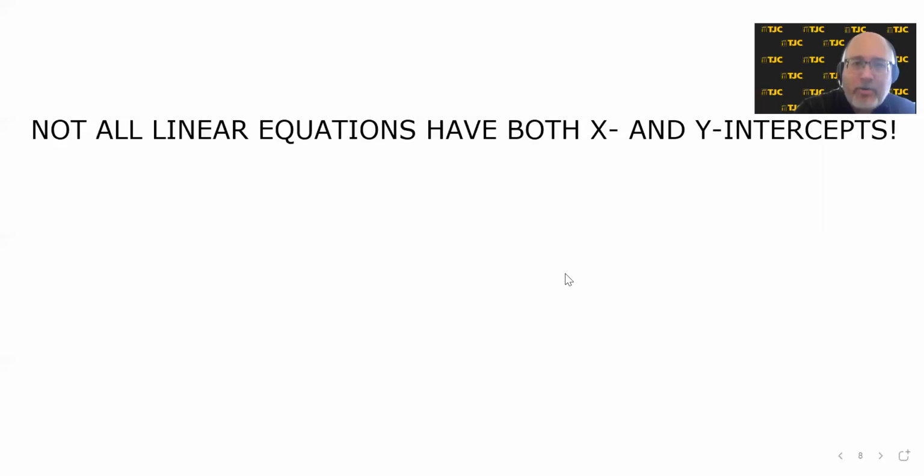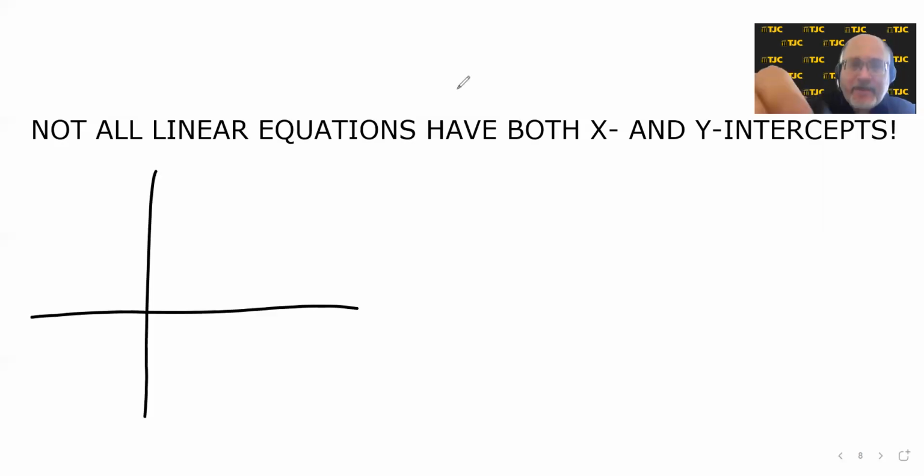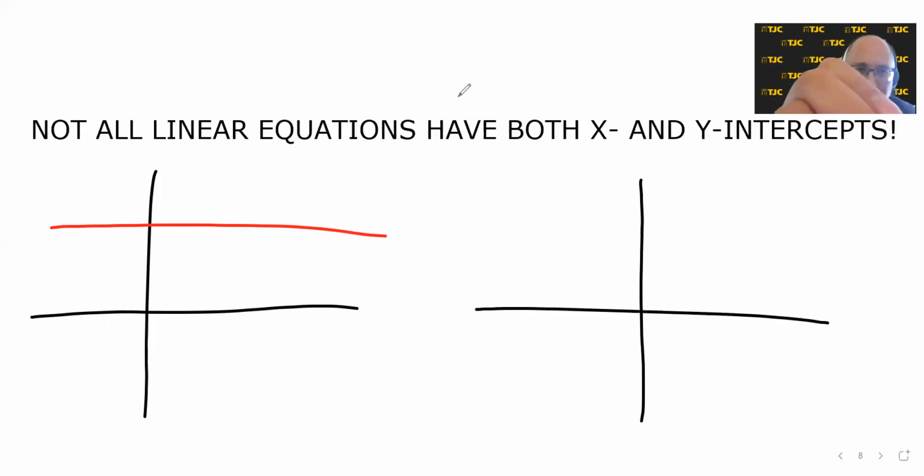I meant to actually draw what we just said, that if you have a horizontal line, there's no x-intercept, and if you have a vertical line, there is no y-intercept, with the rare exception that the horizontal line is the x-axis or the vertical line is the y-axis. Now notice that each one does have an intercept.